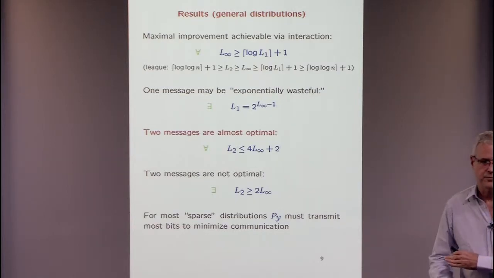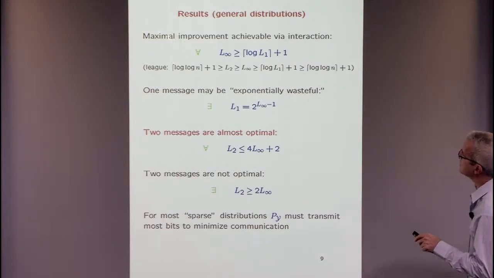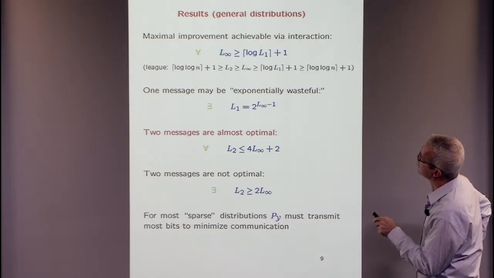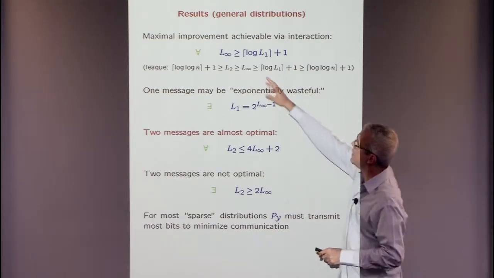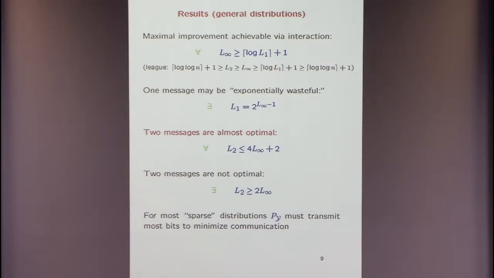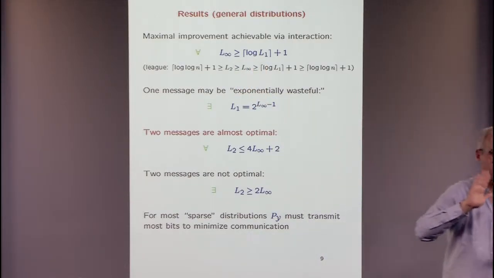So fast forwarding to the results, what can you say about this? So you can show that the maximum improvement that you can achieve by interaction is at most logarithmic. So with 1 message you need L1. With any number of messages, you need at least the log of that. In fact, at least this much. And why is that? Because if you can do something with interaction, you can always simulate it by a one-way protocol by just imagining what the other person would respond. So it's exponential.